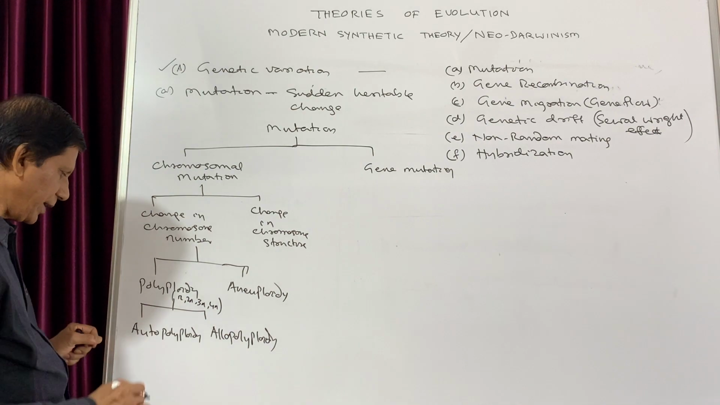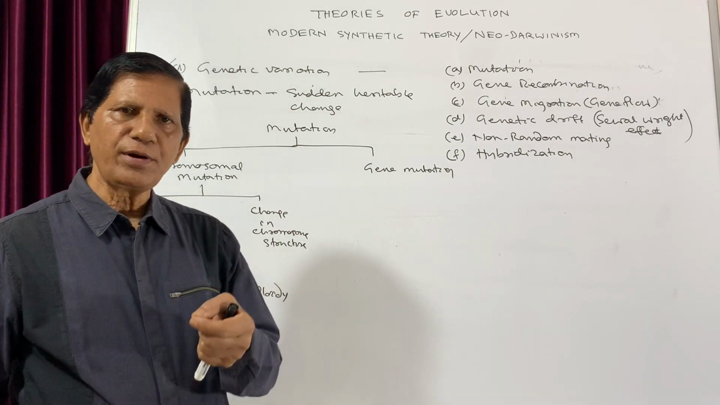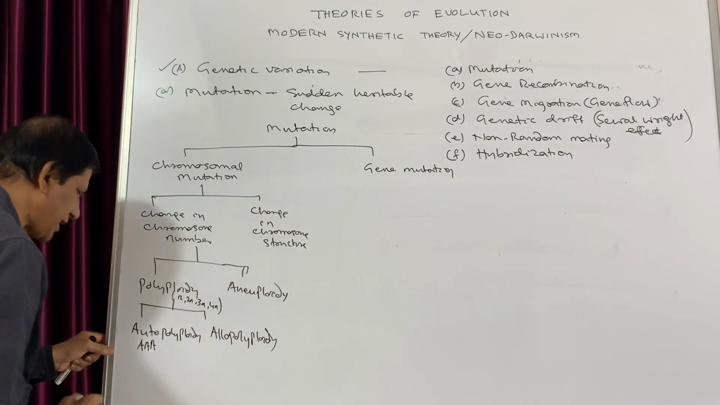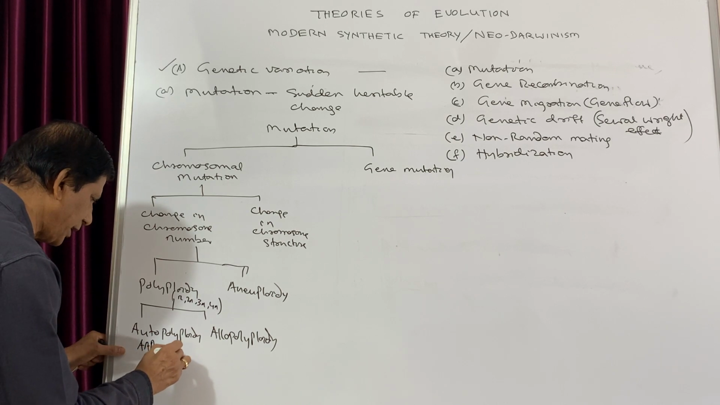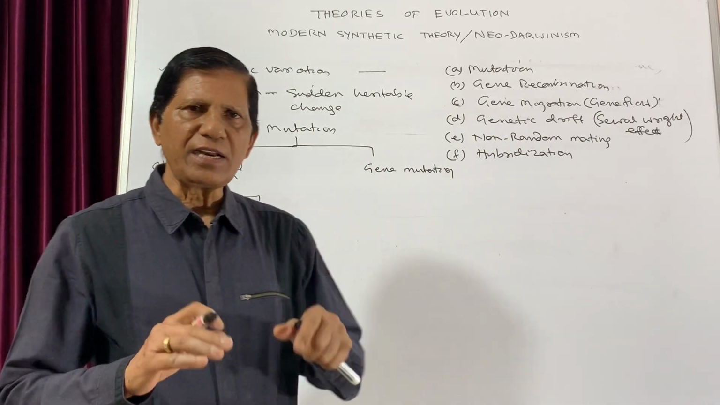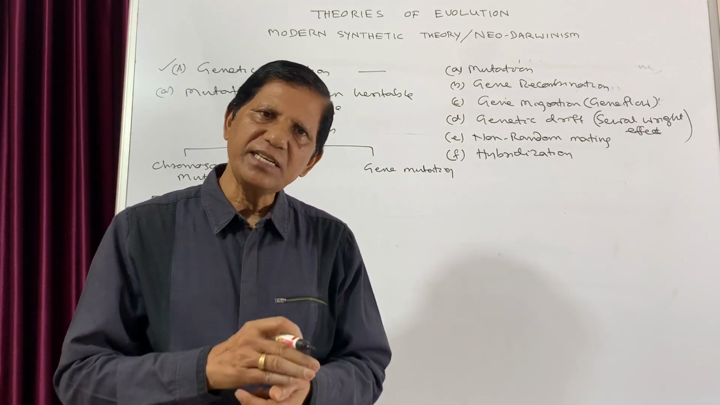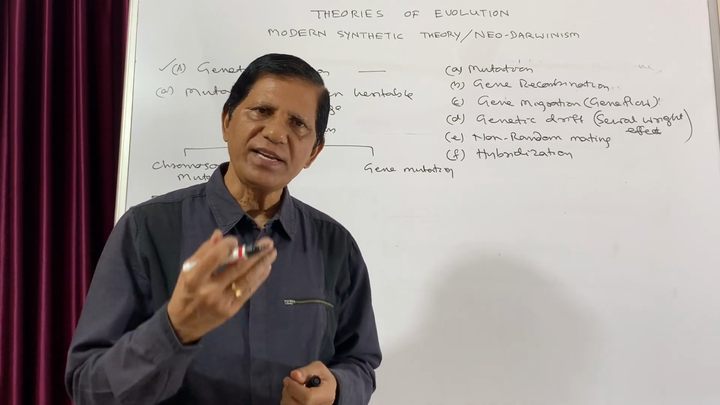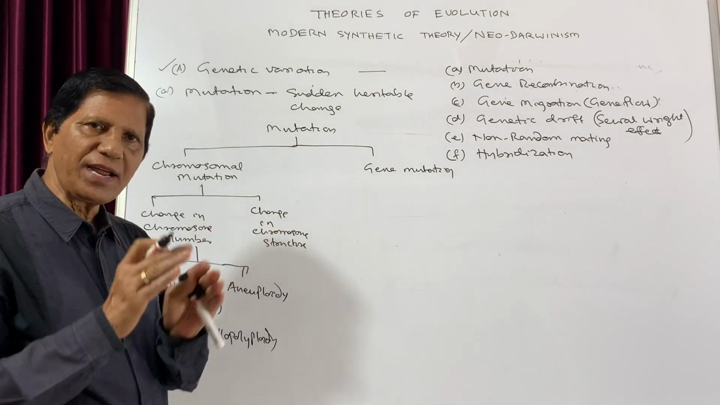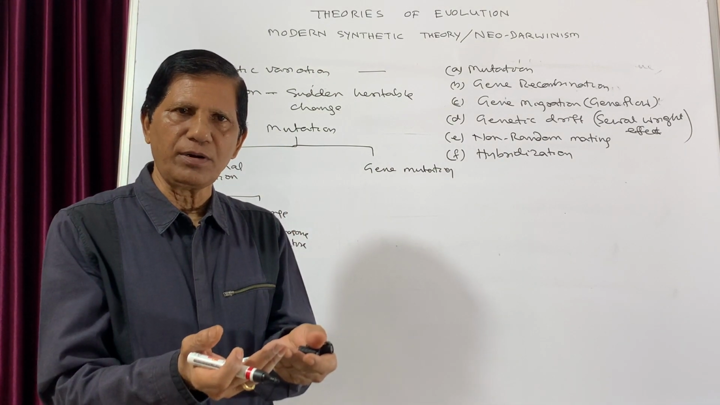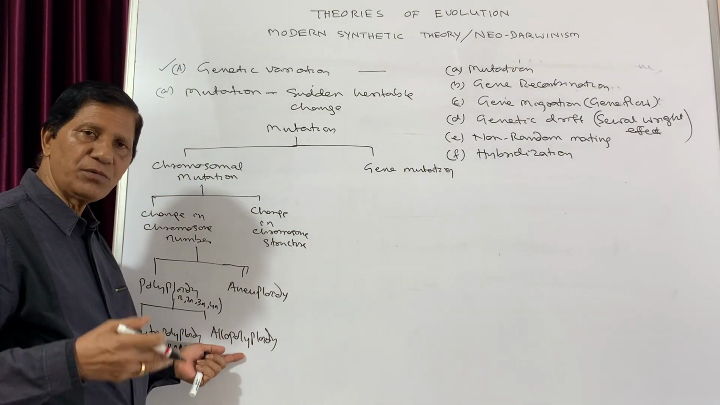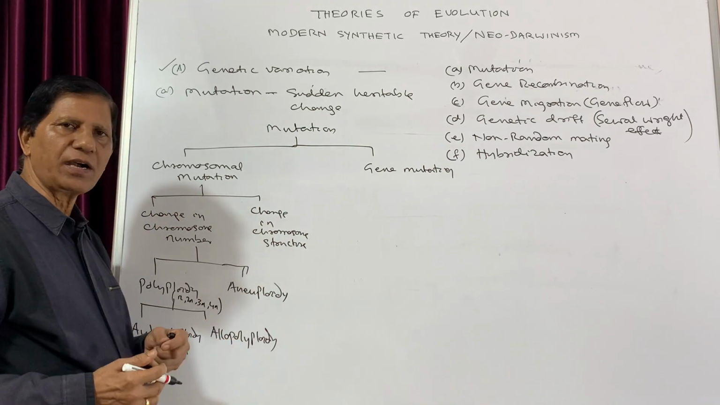Again in autopolyploidy, it may be triploid, tetraploid, pentaploid, hexaploid like that. That means if the same genome is present in 3 sets, it is autotriploid. If present in 4, that is autotetraploid. But here there is no addition of new genes, only the existing genes are multiplied. So the variations are less. But in case of allopolyploidy, since there is hybridization and then increased chromosome number, this produces new alleles, they produce new characters, and that plays a very important role.